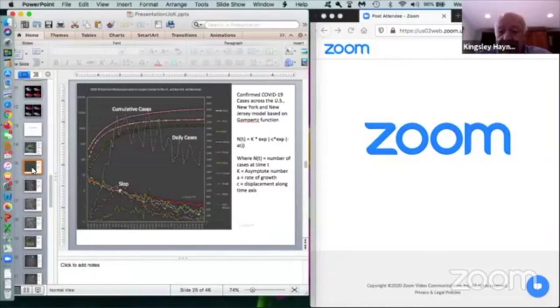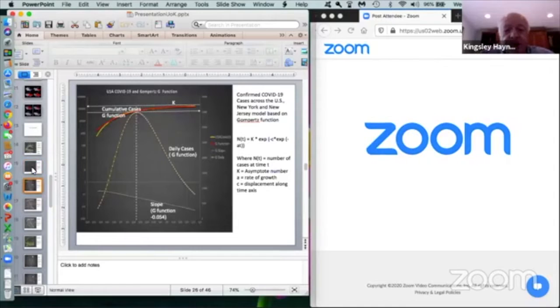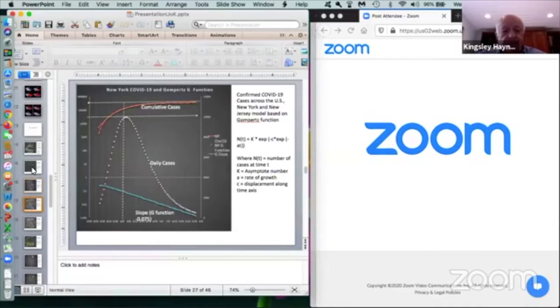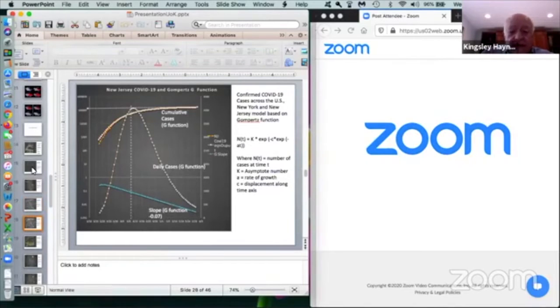So we have cumulative cases, we have daily cases, and we have the slope, which is really the number of new infections falling off over time. This gives us a curve that looks very much like a normal curve, except that it has a fat tail on the right side. And we can calculate the relative slope that's going to happen over time. Again, same kind of information, exactly fitted. This one is fitted to the New York and New Jersey area.